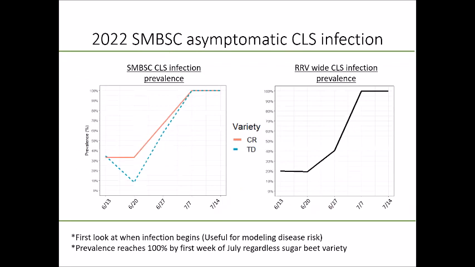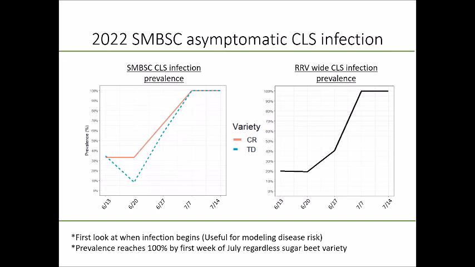Now, when we ran this on a wide collection of samples from 2022 Red River Valley wide, we saw that the prevalence of CLS in submitted leaf samples rose steadily from the middle of June until the first week of July, at which point we had 100% of our samples having CLS detected growing asymptomatically in the leaf tissue.